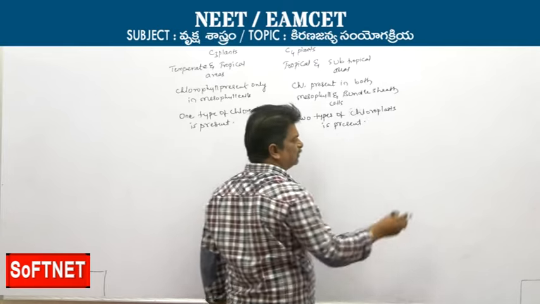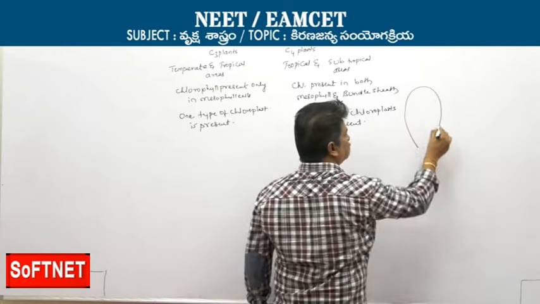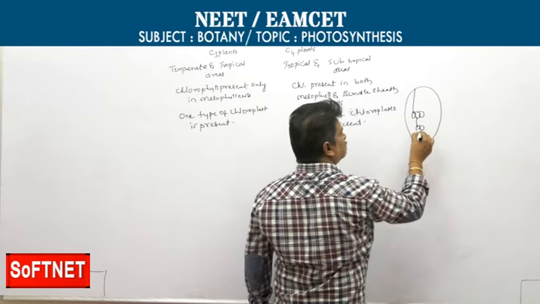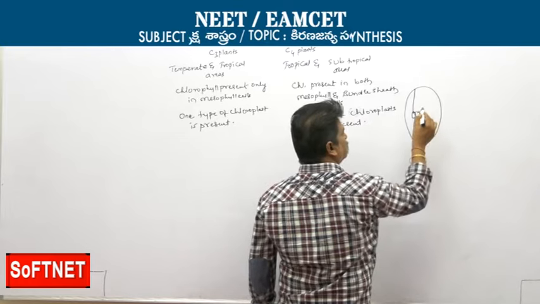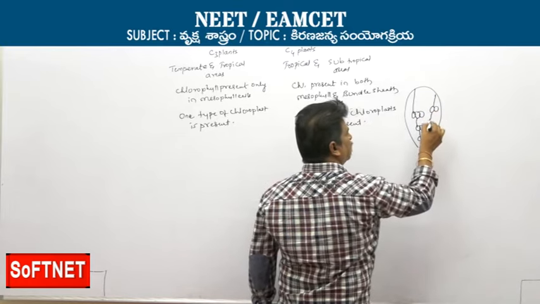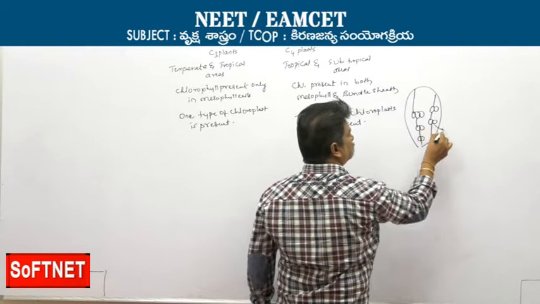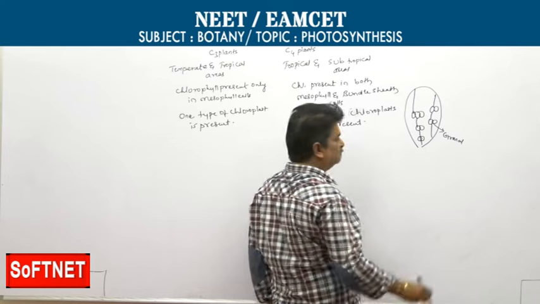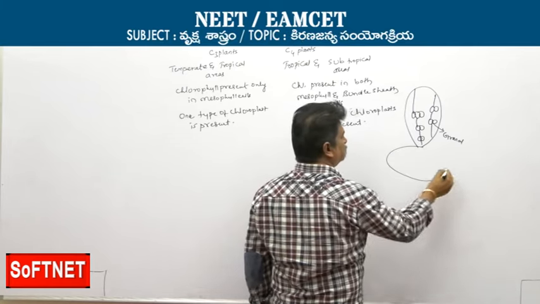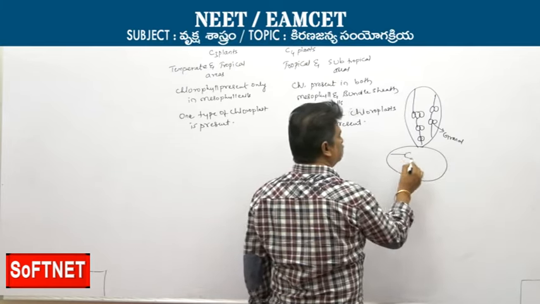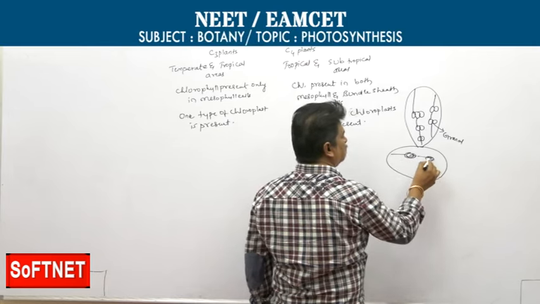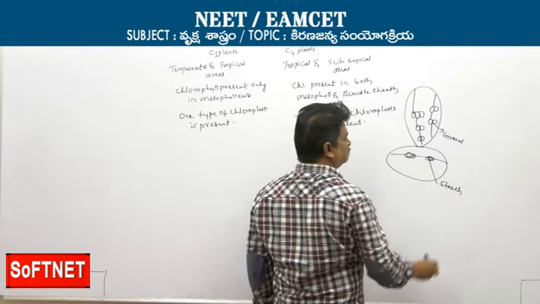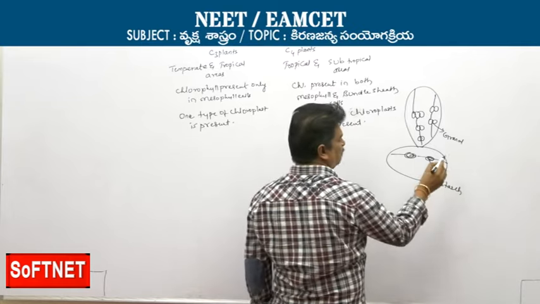What do two types mean? One is mesophyll chloroplast. In mesophyll chloroplast, thylakoid membranes are organized into grana, called agranal. Bundle sheath chloroplast, thylakoids are present but are not organized into grana.